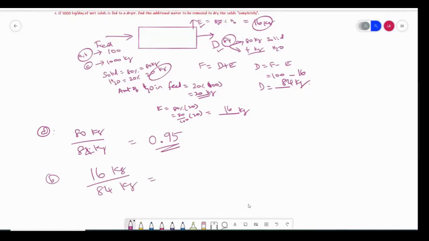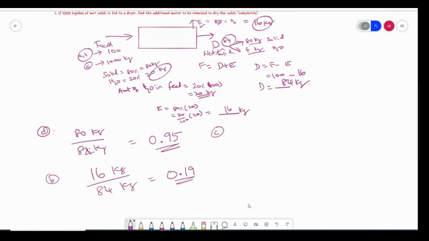Okay. Here it is 16 kg. That is the weight ratio of water removed to wet solids. So your wet solid is D. D is nothing but our wet solid. Dry solid is 80. 16 by 84, which is 0.19. Very good.